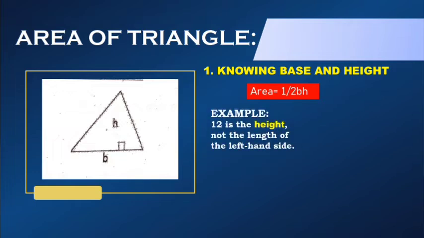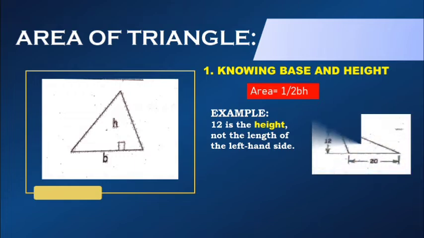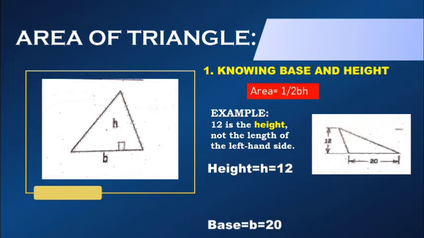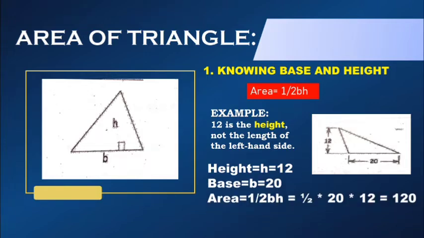For example, 12 is the height, not the length of the left-hand side. As you can see in the figure, the measure of our base is 20, and our height is 12. So we're just going to substitute that. That would be 1/2 times 20 times 12 is equal to 120. Which means that the area of this triangle is 120.